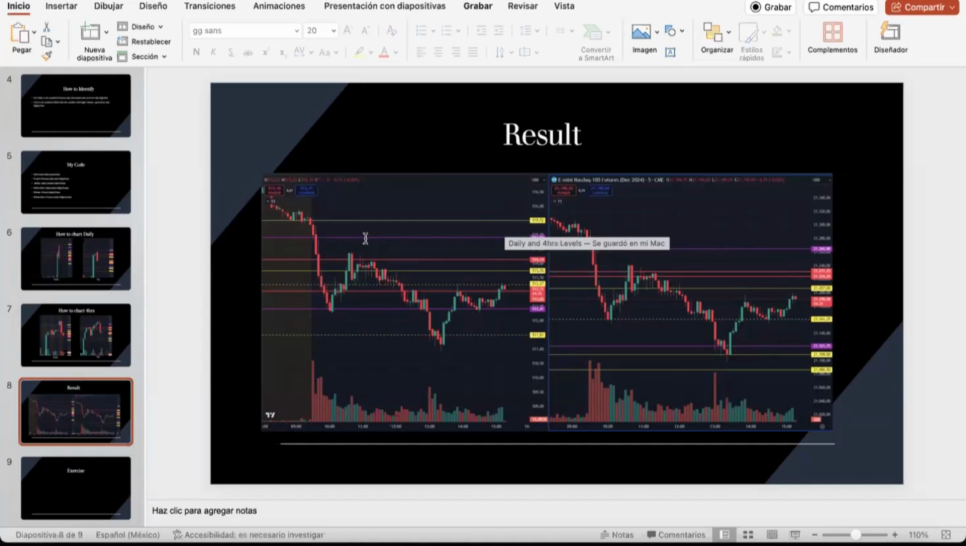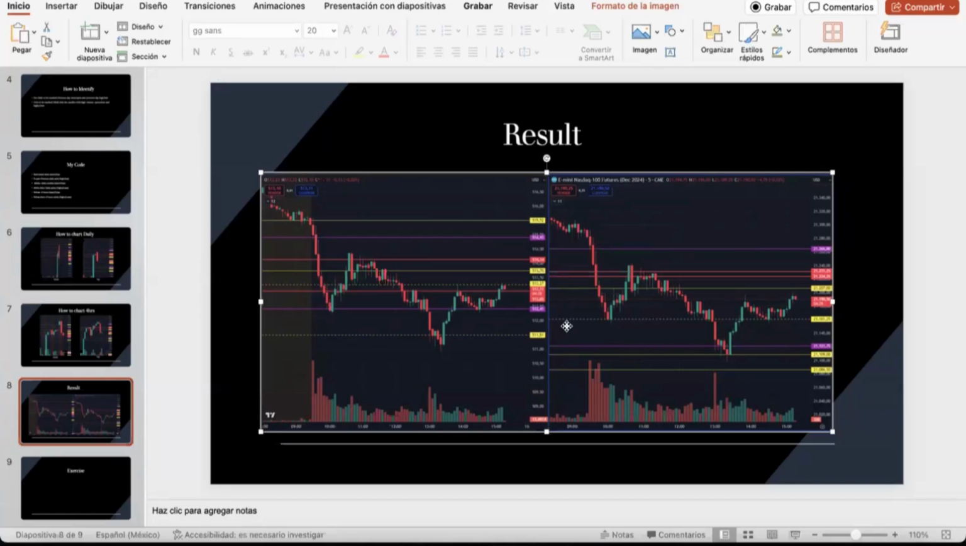This is what experience has shown me. And this is how I check my scenarios because I know these levels, they work like magnets. Okay, so this is the 5 minutes one for today's session.